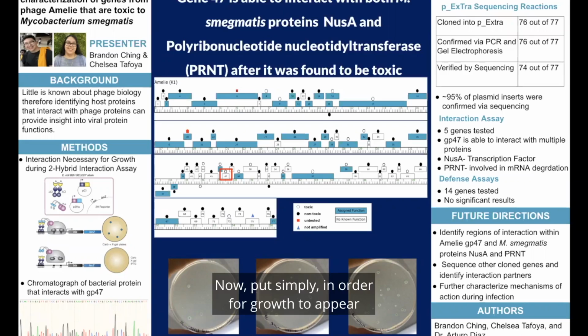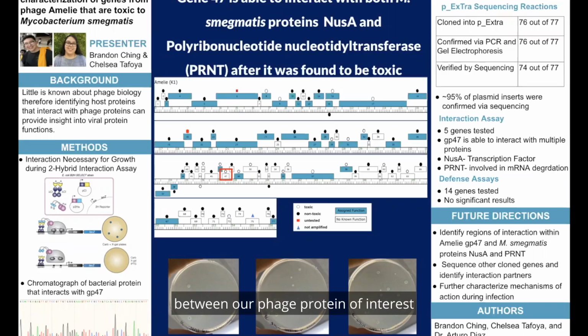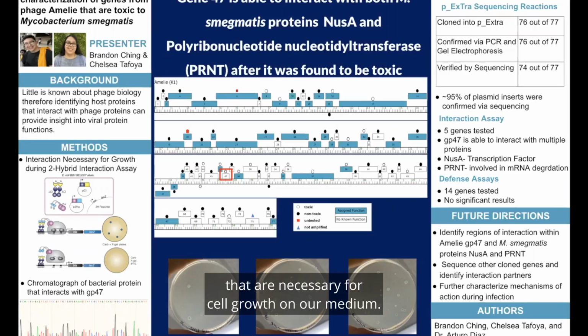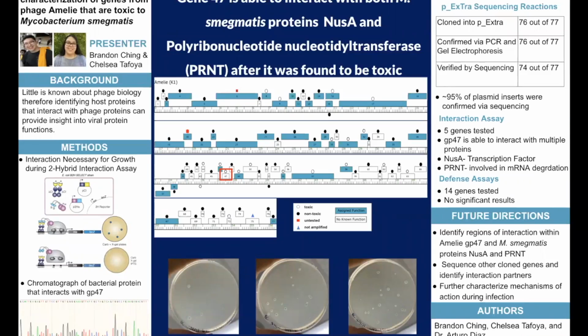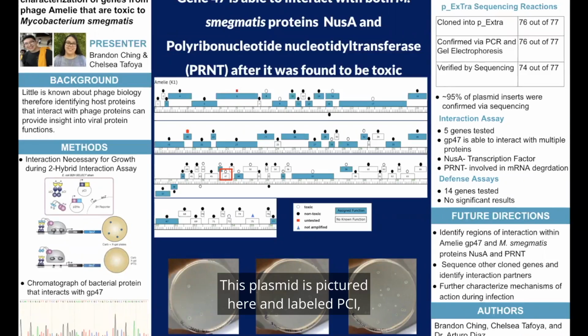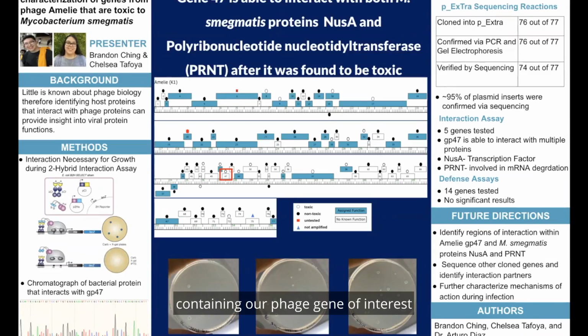Put simply, in order for growth to appear on our plates, we need to have some kind of interaction between our phage protein of interest and protein from the host proteome. Both of these proteins have been fused with transcription factors that work to regulate transcription of two genes that are necessary for cell growth on our medium. In order to scan MSMEG's whole proteome, a plasmid library was constructed by our collaborators over at HHMI. This plasmid is pictured here and labeled PCI, along with the plasmid that we created in the lab containing our phage gene of interest that's labeled P2H alpha.